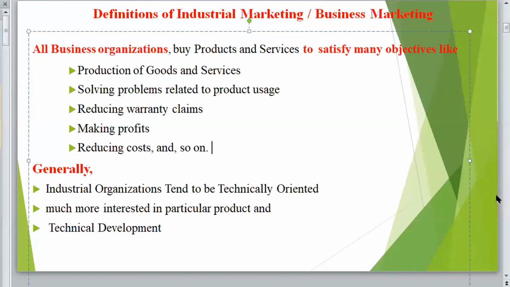So we can sum up the previous discussion. Generally, industrial organizations tend to be technically oriented, much more interested in particular products, and technically developed than individual consumers. They are technically oriented. When organizations start to purchase a particular product or service, first they have to develop technical specification. And most of the time, a particular organization purchases a particular product.